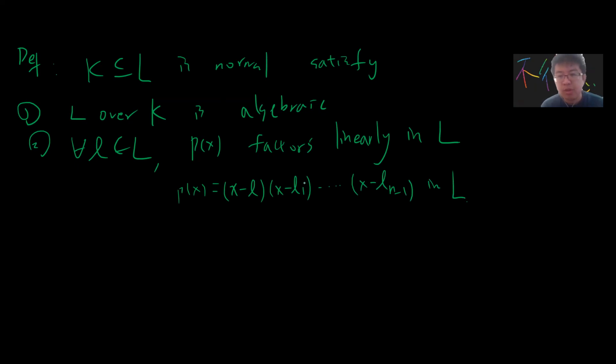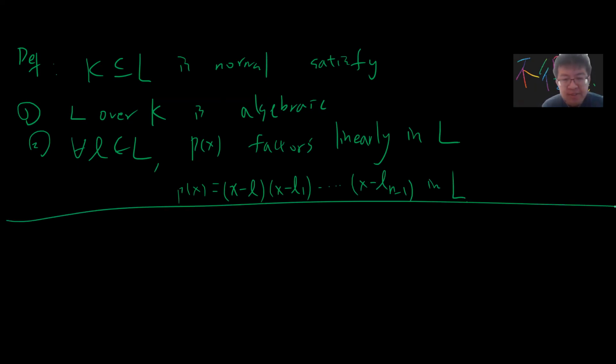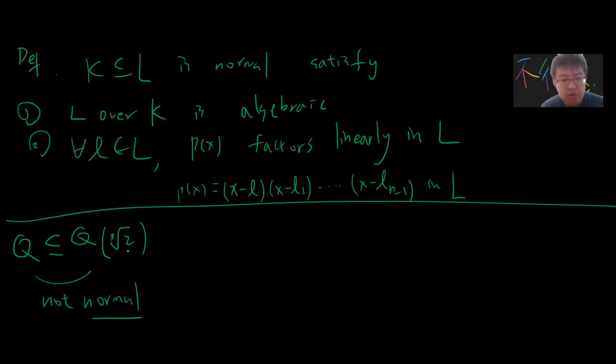This is probably not easy to understand, so let me give one famous example. For example, you can consider Q adjoined with the cube root of 2, over Q. So this is not normal. The reason is that if you compute the minimum polynomial, x is the cube root of 2, so x cubed minus 2 is 0. This is the minimum polynomial.